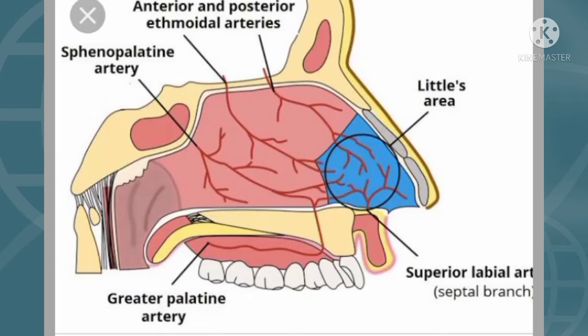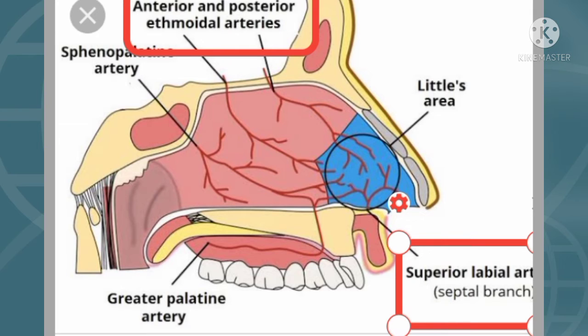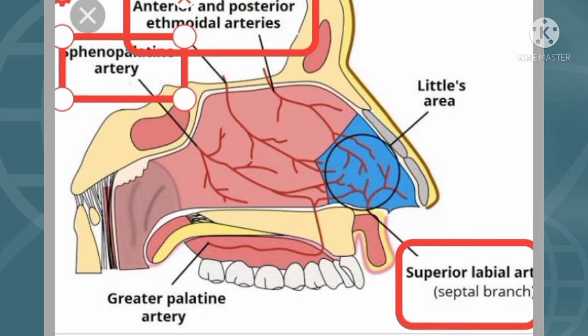As you can see in the figure, the anterior superior part of the nasal septum is supplied by the anterior and posterior ethmoidal arteries. This is the anterior and posterior ethmoidal artery, and the anterior inferior part is supplied by the septal branch of the superior labial artery. This is the superior labial artery, and it is a branch of the facial artery, and the posterior superior part of the nasal septum is supplied by the sphenopalatine artery. This is the sphenopalatine artery, and this is the main artery of the nasal septum.